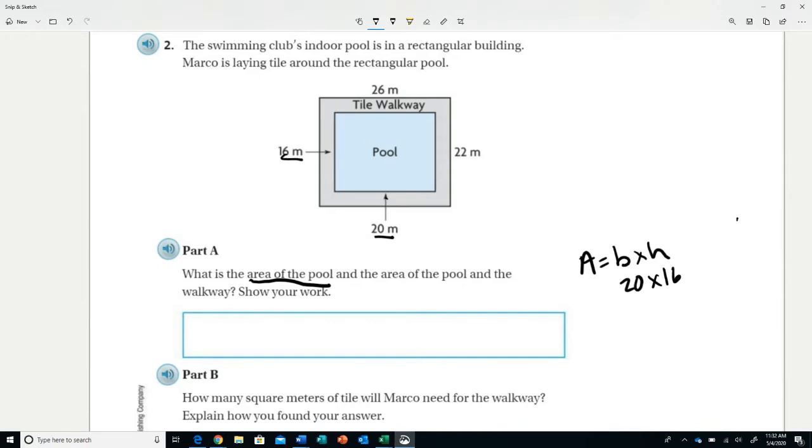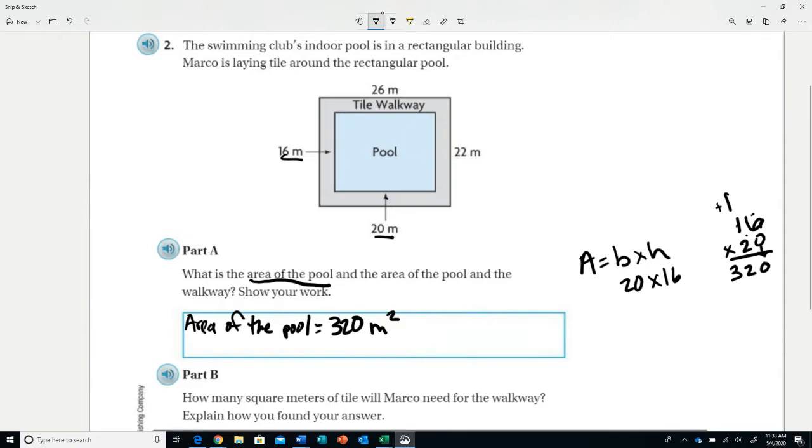Now I'm going to do a little scratch work over here. Oh, that's a really awful looking 6. But we know if we have a 0 on the bottom, we can simply drop that 0 into the answer. 2 times 6 is 12. Carry a 1 as addition. 2 times 1 is 2, plus 1 is 3. So the area of the pool is equal to 320 meters squared.